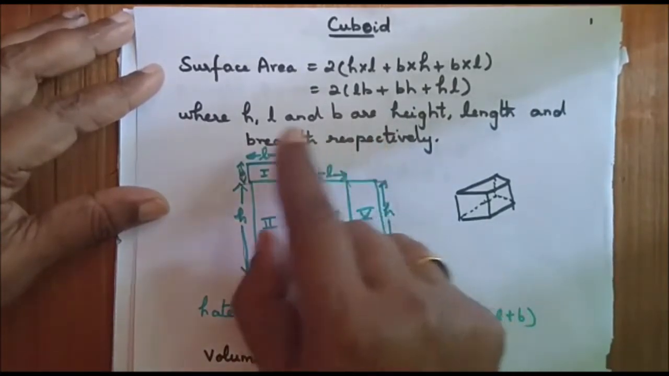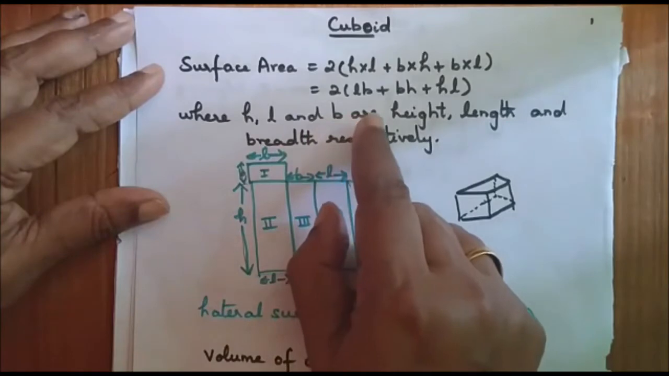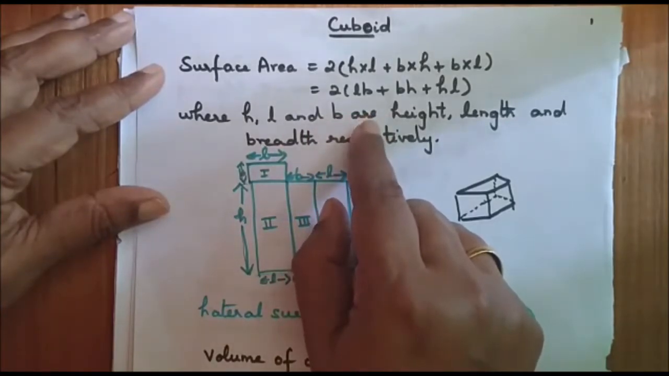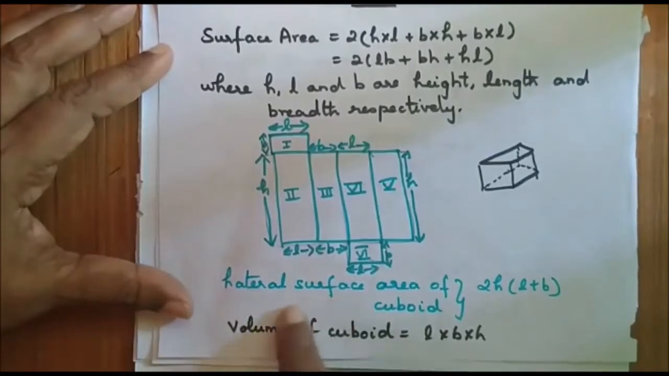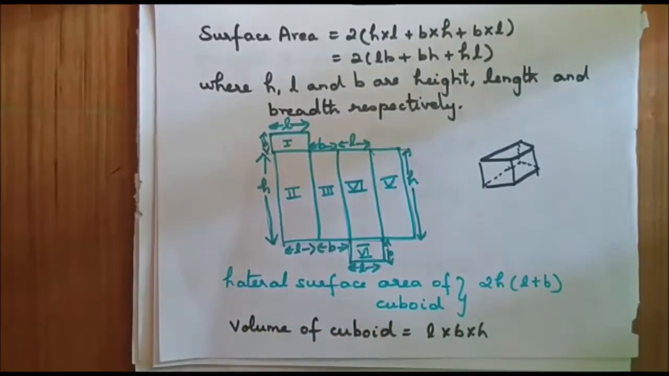Since surface area is an area, the unit for this will be meter squared, centimeter squared and so on. I hope you understand. Now we'll go to the lateral surface area of a cuboid.